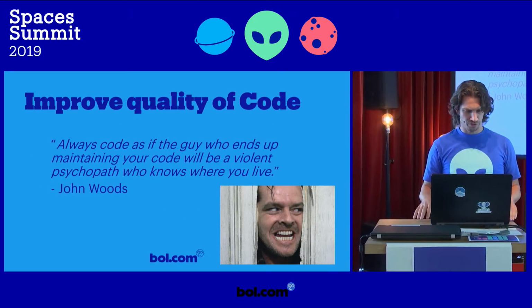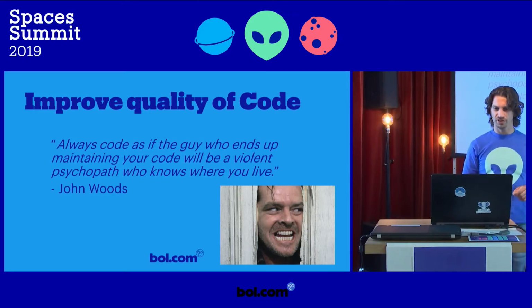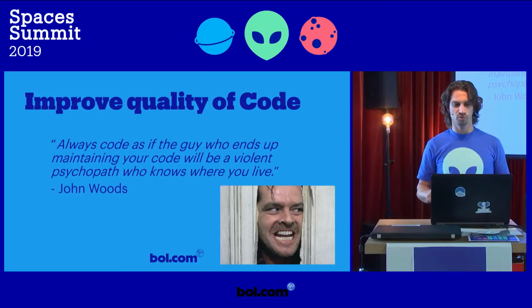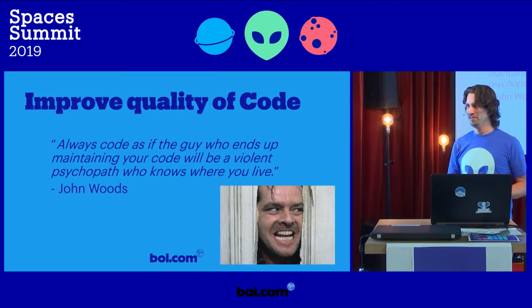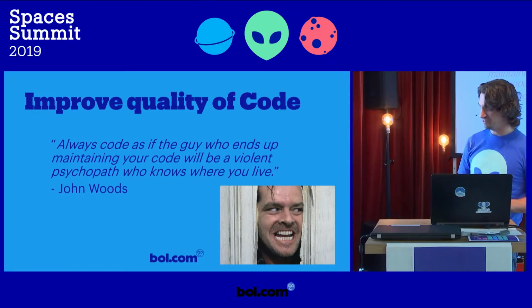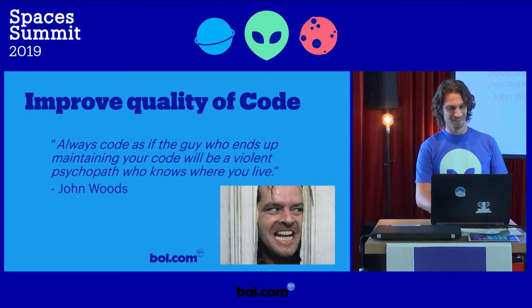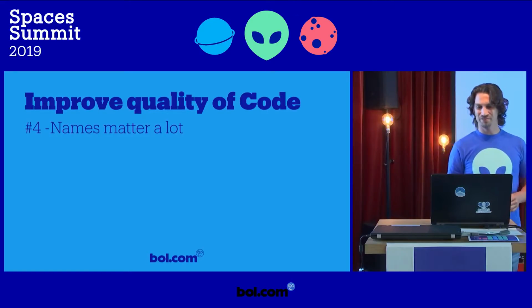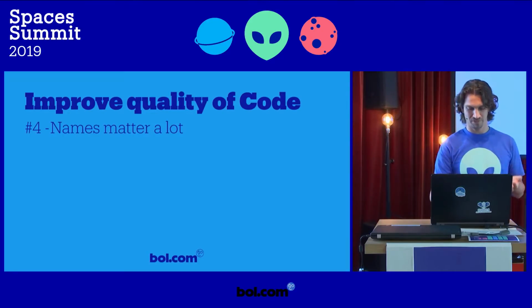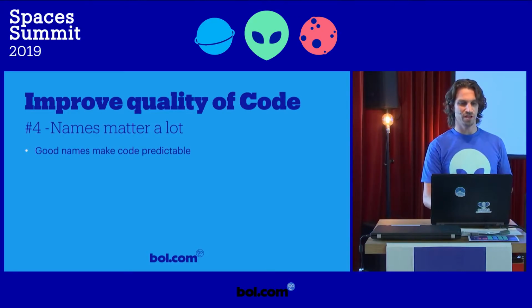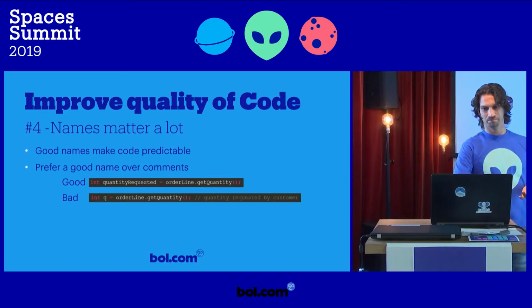To use the words of John Woods that I like, always code as if the guy who ends up maintaining your code will be a violent psychopath who knows where you live. Well, if that's what you have in mind, you will make sure that you have high quality of code. We already saw that if you want to build predictable code, names matter a lot. So names are important, because good names make your code predictable.